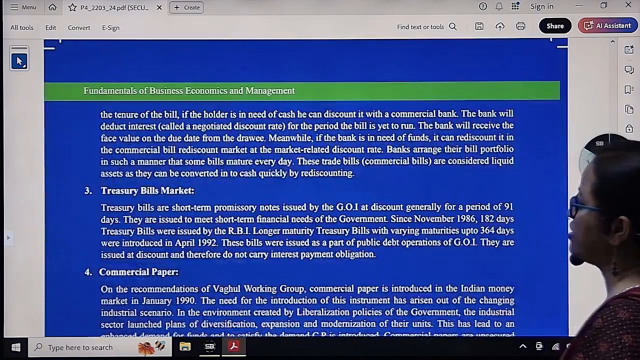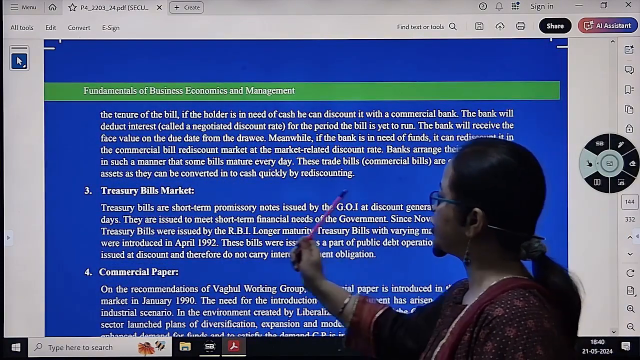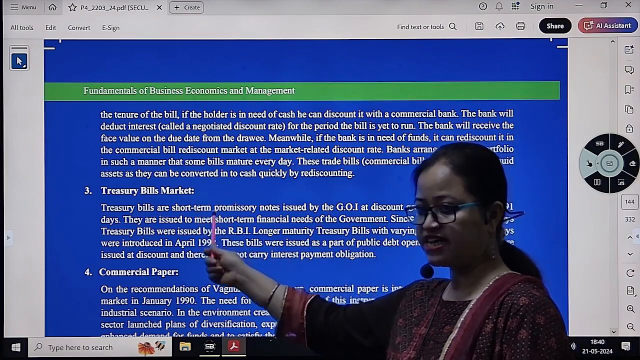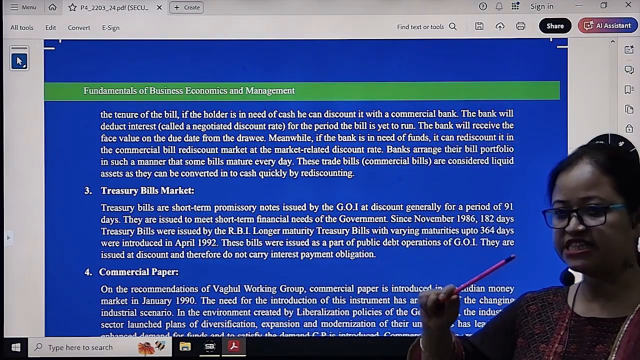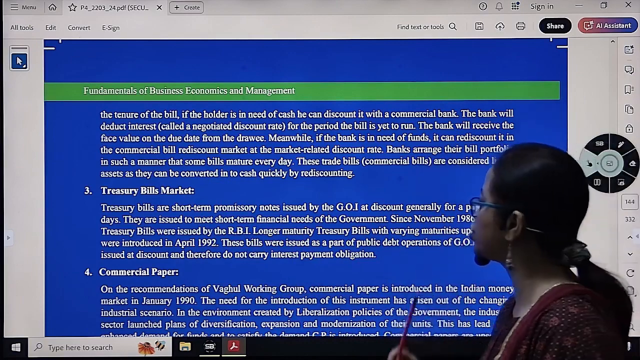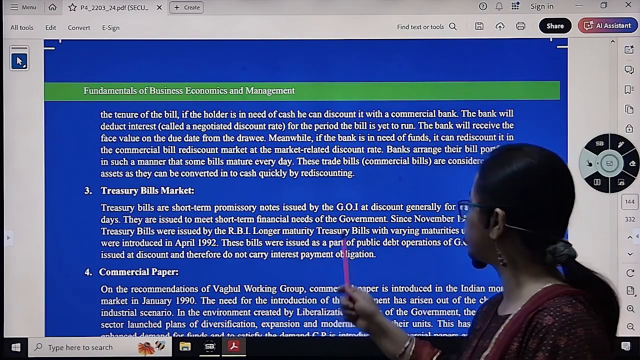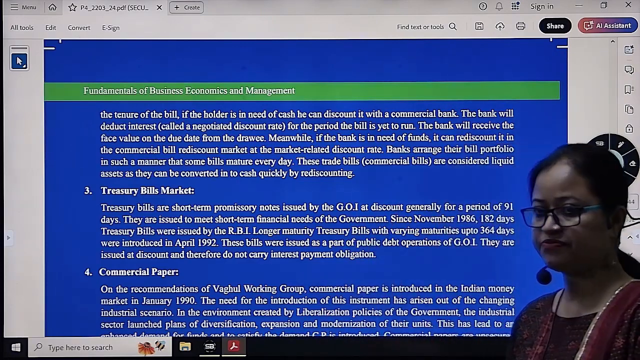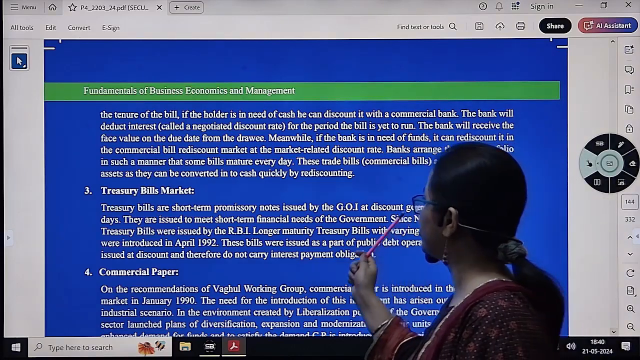Now next one, treasury bill. You need to remember here, treasury bill market. This is one of the sub markets of the Indian money market, right? So who issues treasury bill? That can be the question. Treasury bill is issued by Government of India.